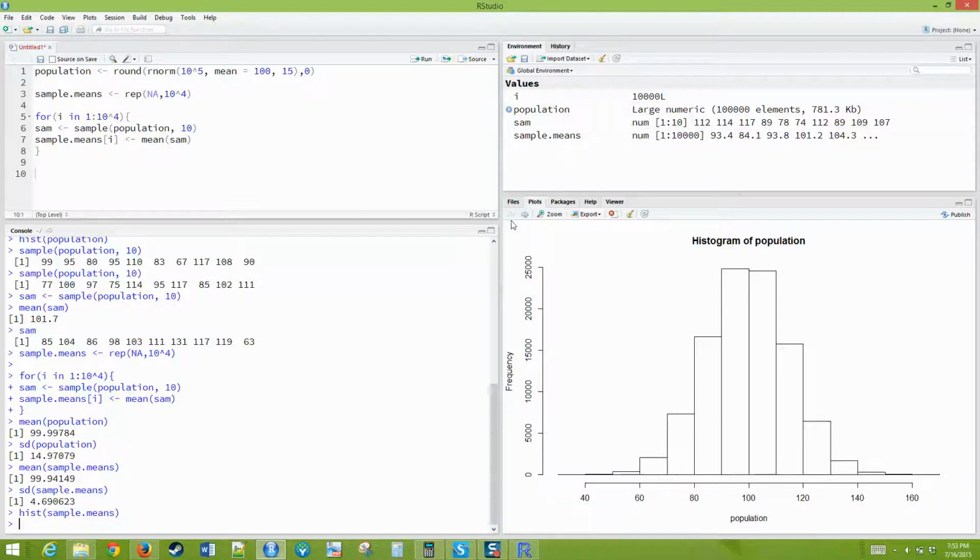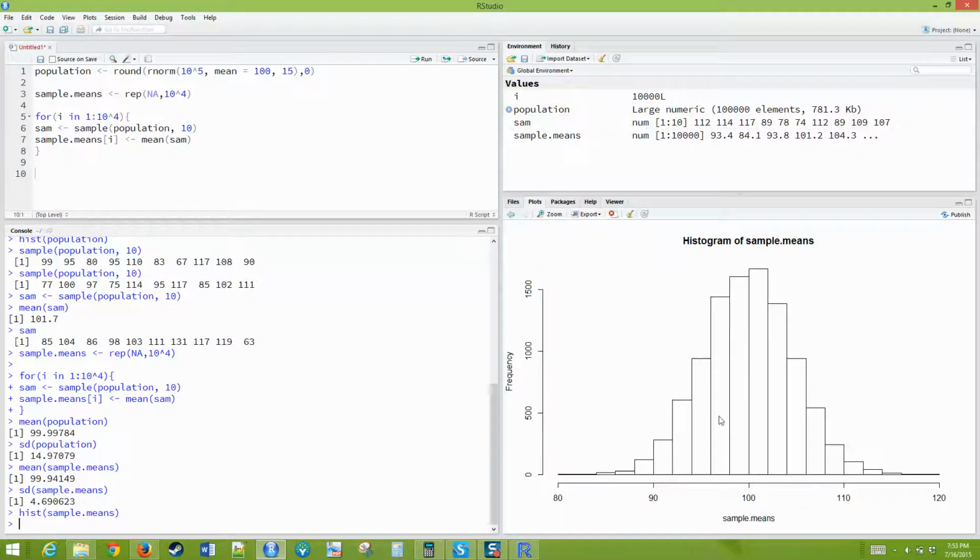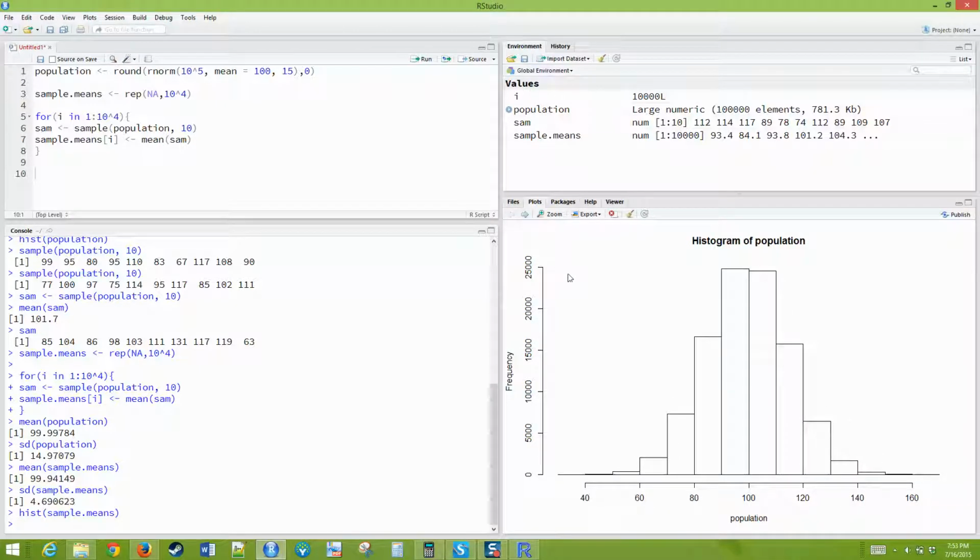What we notice here is that with the population we had a normal distribution, and with our sampling distribution we also end up with a normal distribution here. Okay. What do you think would happen if the population was not normally distributed? Okay, so I'm going to do this as well. So now I'm going to change my population.